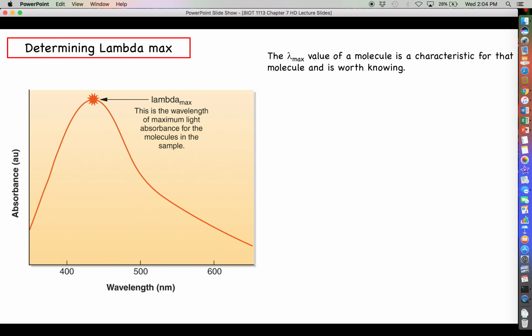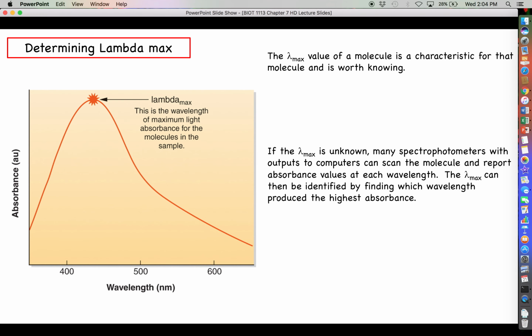All right, so a couple more practical issues here. For NADH, we said its lambda max is 340. For Coomassie, we said it's 595. How do you go about figuring out what the lambda max is for a particular molecule if you can't just look it up? So the lambda max value for any given light-absorbing molecule, it's going to be a characteristic, and it's going to be worth knowing about.